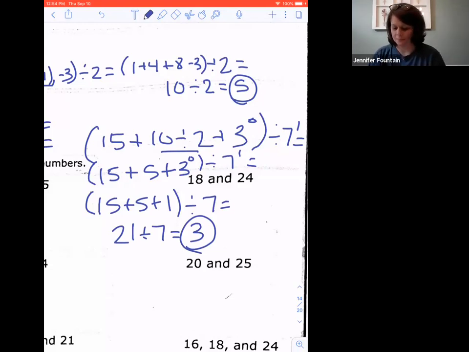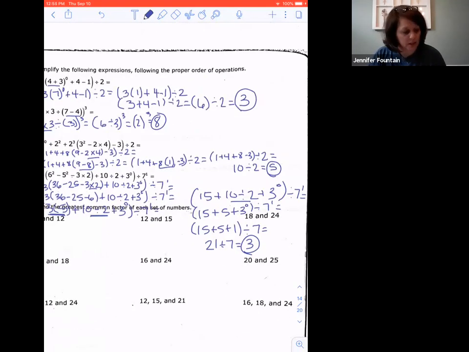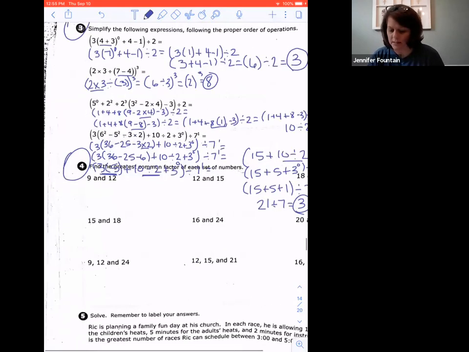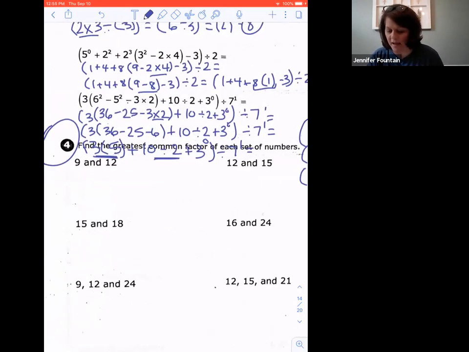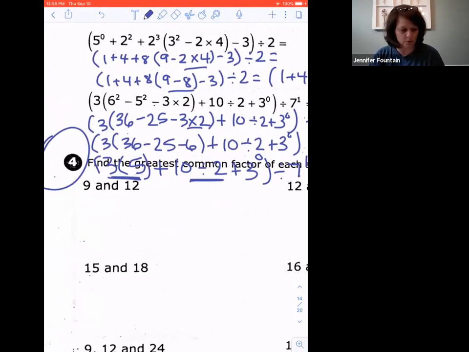Okay. So then the rest of this, we were doing greatest common factor for each set of numbers. Okay, so what I'll do is I'll just go ahead and put the answers on here, and then if you have any that you missed and we need to work through them, let me know, okay?